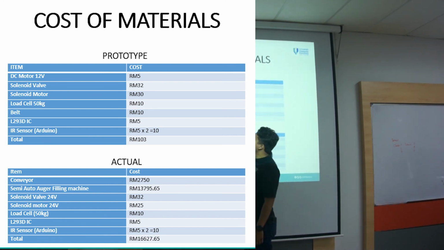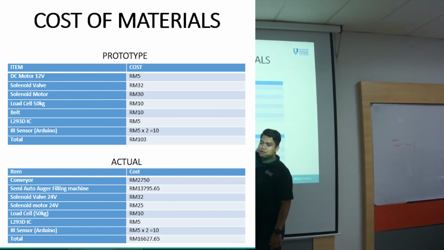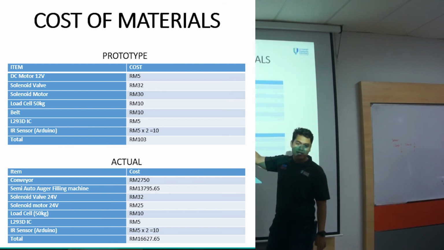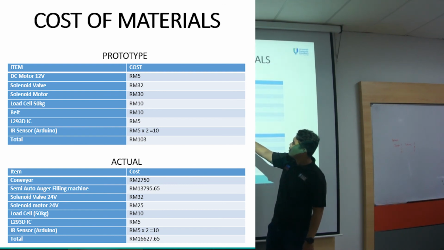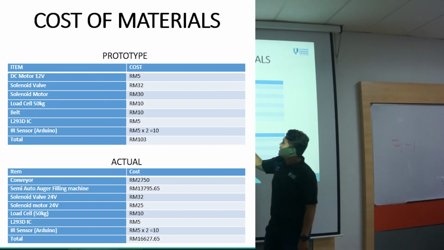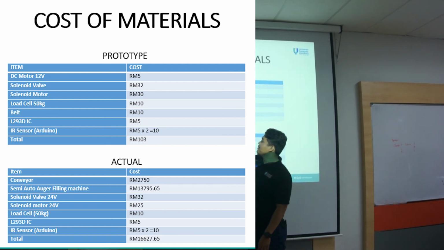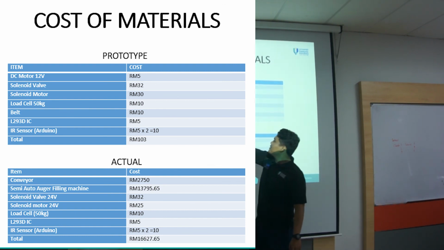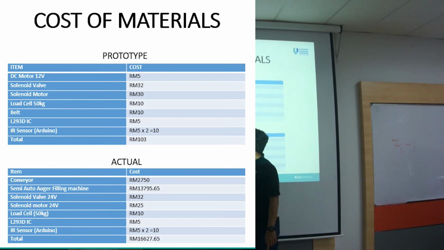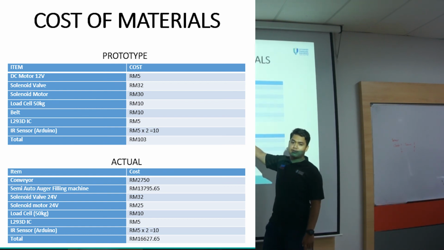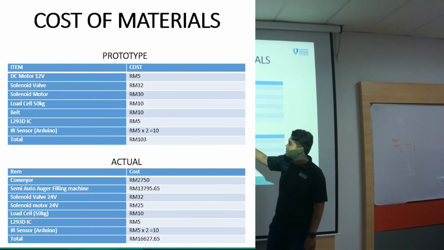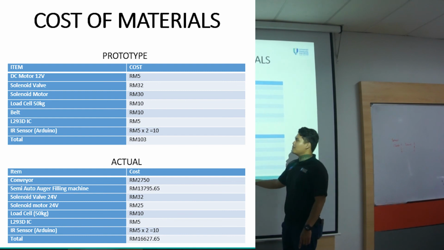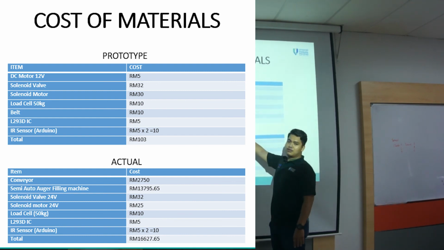using a DC motor 12 volt, 5 ringgit. Solenoid valve is 32 ringgit. Solenoid motor is 30 ringgit. Load cell 50 kg is 10 ringgit. Our DIY belt is 10 ringgit. Our control, the L293D IC, is 5 ringgit, very cheap. IR sensor is 5 ringgit. We use 2 IR sensors, which cost 10 ringgit. And from 16,000 ringgit, we cut down to a total of 100 ringgit.